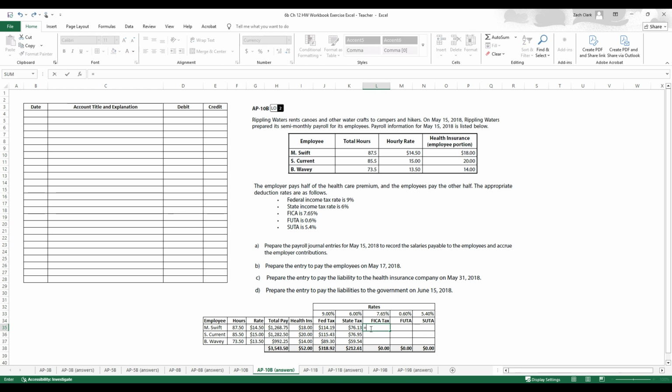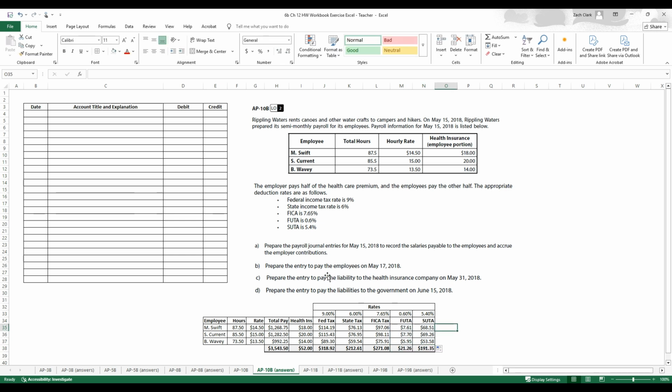You can kind of get the gist for how that is working. F4 times total pay. Same thing, and we're just doing this all the way across. And last one, the state unemployment tax. That went weird. Sorry. Oh, F4 times total pay. Okay, and now we've basically got all the information that we need listed out.